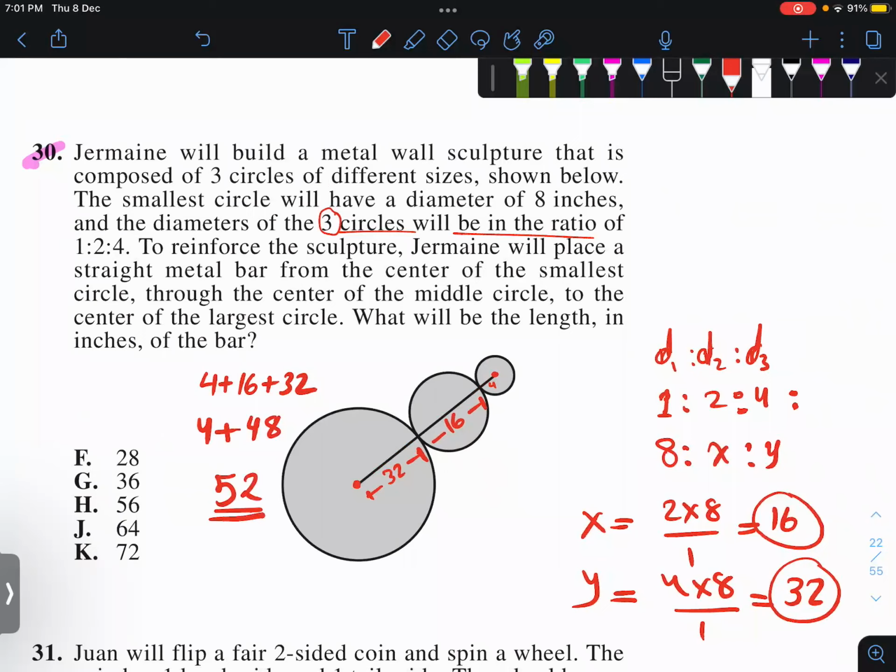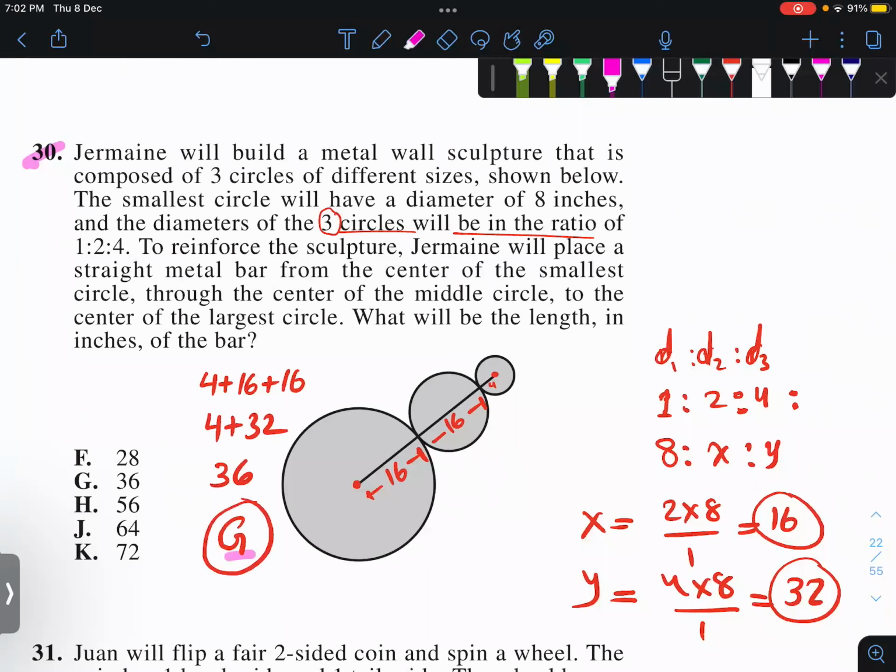We did a small mistake here. This is not 32. This is a radius also. So half of 32 is 16. So it's 16 plus 16, 32, plus 4, which is 36, and the answer is G.